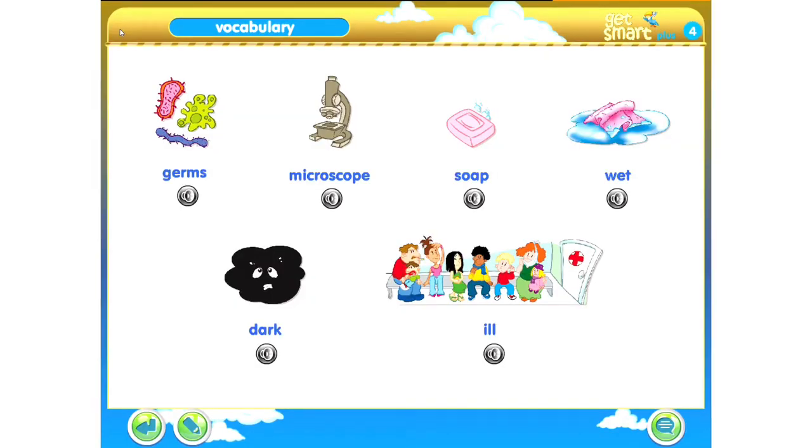Module 10. Reading time. Vocabulary. Germs, microscope, soap, wet, dark, ill.